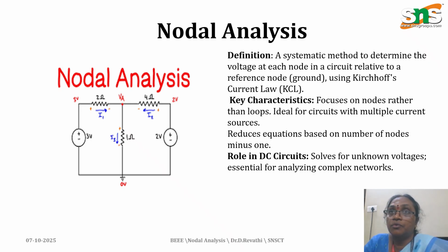We find the number of nodes. Based on the number of nodes, we take n nodes minus 1, where the 1 is the reference node. So if we consider three nodes, we have to write equations for only two. Based on this, we are reducing the nodes and equations, which reduces the complexity of finding the voltage in the network.